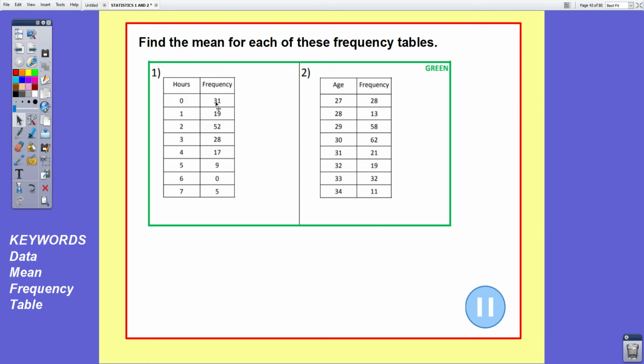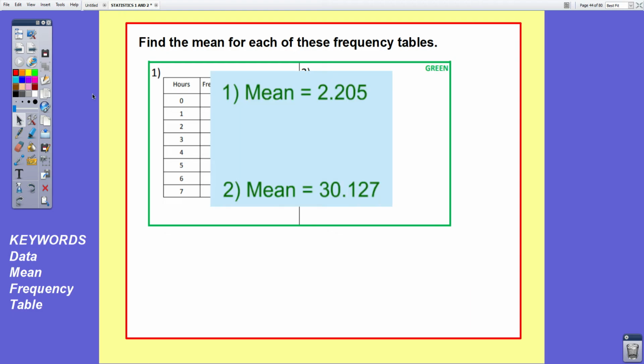Okay, let's see how you've done. Number 1, the mean is 2.205, and number 2, the mean is 30.127. Okay.